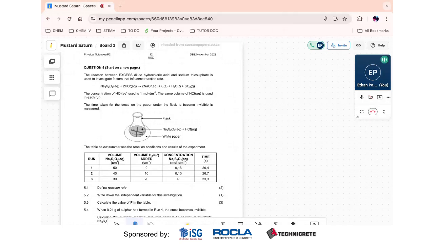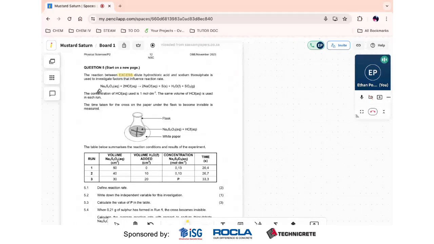They give us quite a bit of information. So let's go through it and make sure we highlight any important information before we get to the actual questions. So the reaction between dilute excess HCl, excess is very important here, and sodium thiosulfate is used to investigate factors that influence reaction rate. Okay, so we know that this is a question to do with kinetics because we're already talking about reaction rate. So they give us the equation.